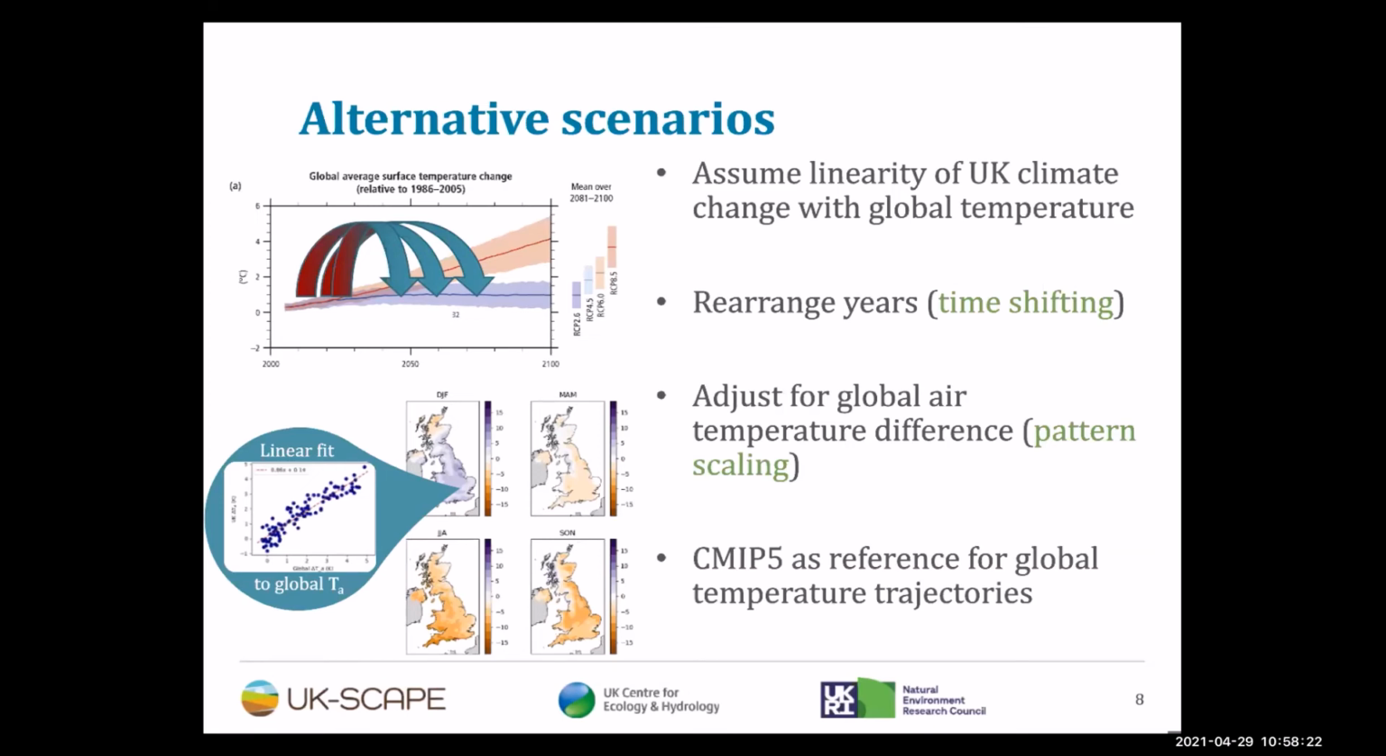And in order to get our alternative RCPs, we use CMIP5 as a reference. There are several models in CMIP5 which have been run for all of the RCPs, and we can use the comparisons between those to work out our time shifting and pattern scaling.